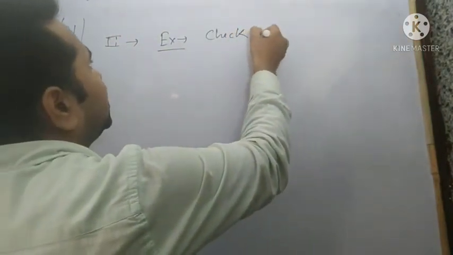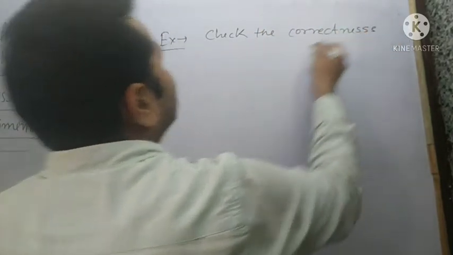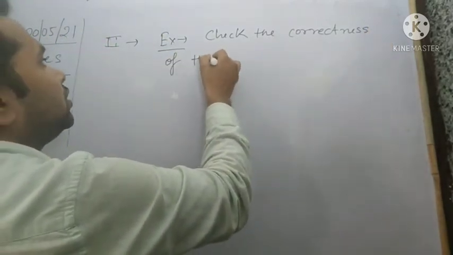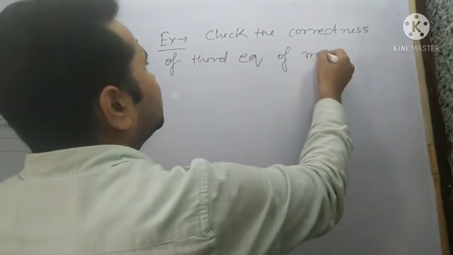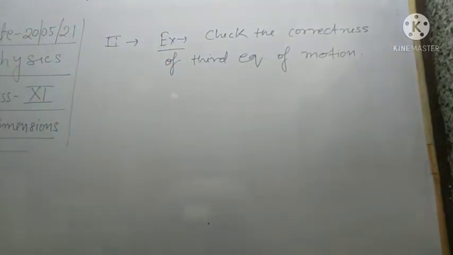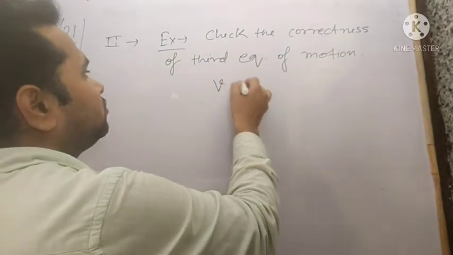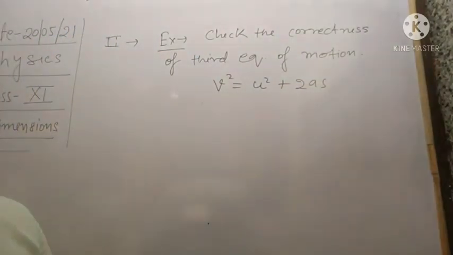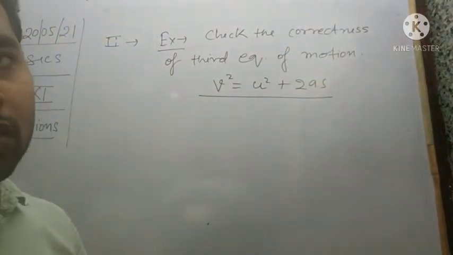Write down the question. Check the correctness of third equation of motion. We have to check the correctness of third equation of motion. You know that equation of motion, third equation is v square equals to u square plus 2as. This is the third equation of motion. Now we have to check is it dimensionally correct or not.